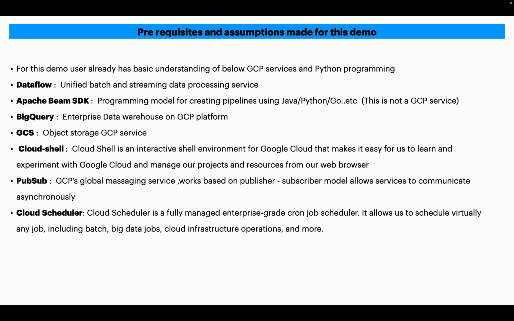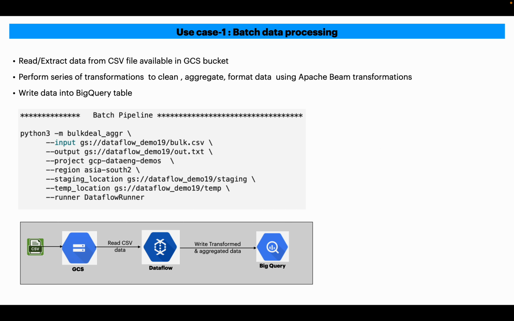So we will see batch processing using Dataflow. This is the use case. What we are trying to do as part of this demo: first of all, there is some data in a CSV file which is placed in a GCS bucket. You can observe the reference architecture on the top of the slide. We are going to read the data and perform a series of transformations. I will explain those in detail in the coming slides, and then we will write the final data into BigQuery.